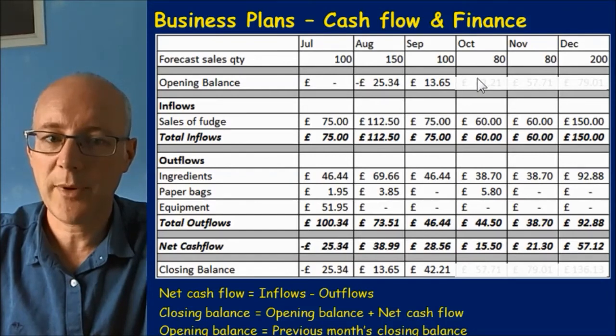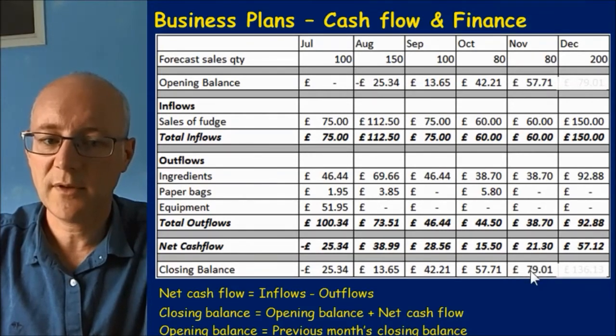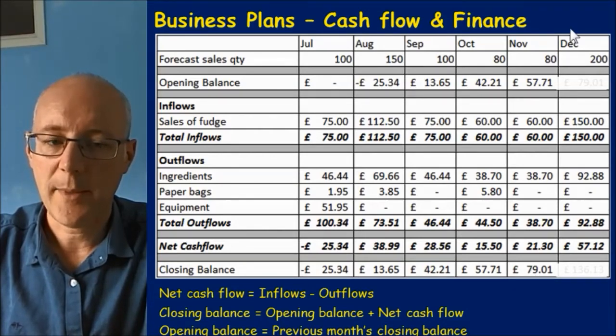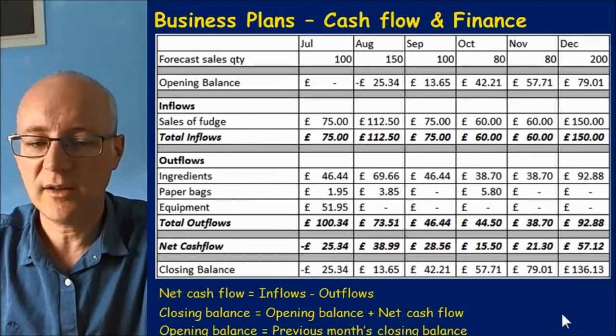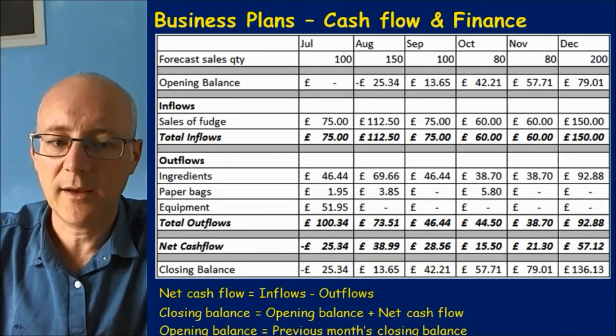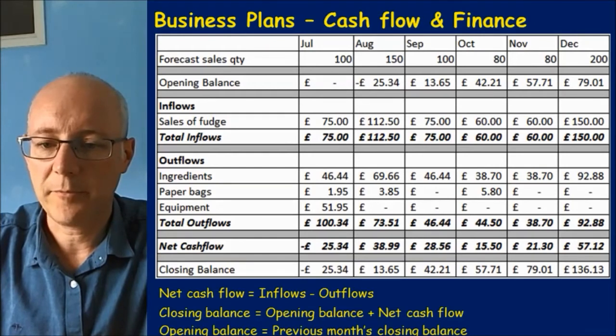That becomes my opening balance for October. Closing balance then becomes £57.71. £57.71 at the beginning of November, then becomes £79.01 at the end of November, and then finally in December £79.01 at the beginning, making lots of fudge, £150 worth of fudge, with only £92.88 of outflows, leaves me with £136.13 in the bank at the end of December.